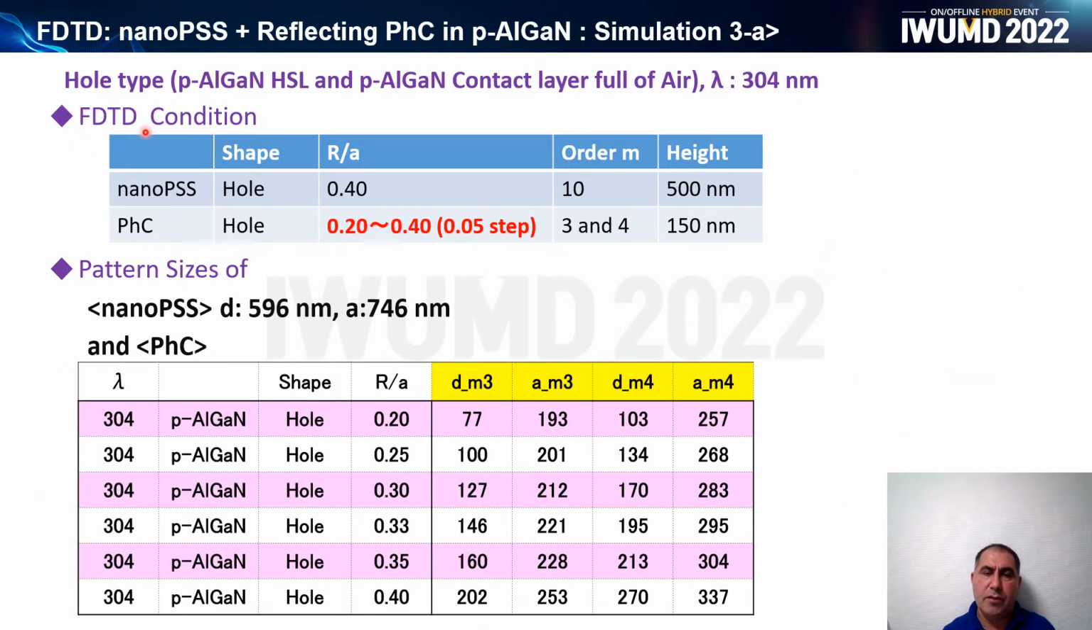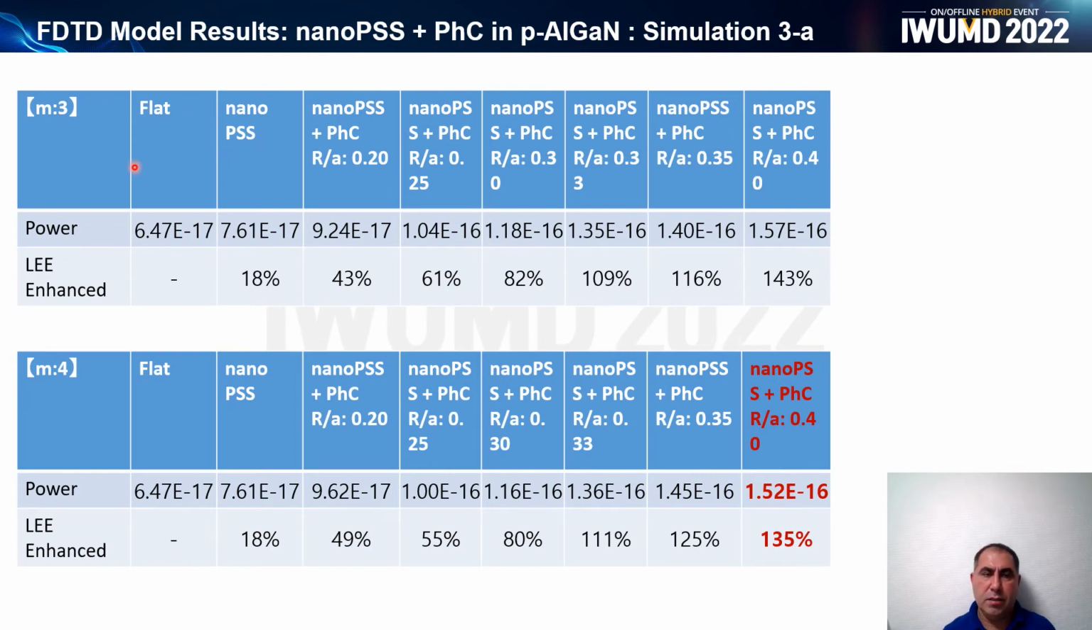We also provided the FDTD condition for the nanoPSS, the same one as I discussed before, but for the PHC, again, the R/A value was varied from 0.2 to 0.4, and orders 3 and 4 were used, and height again was 150 nanometers, similar to the p-GaN contact, but here we are using a transparent p-AlGaN contact layer. The PHC parameters are shown here. Again, we introduce the hole shape in the photonic crystal. I will discuss the results for M3 and M4.